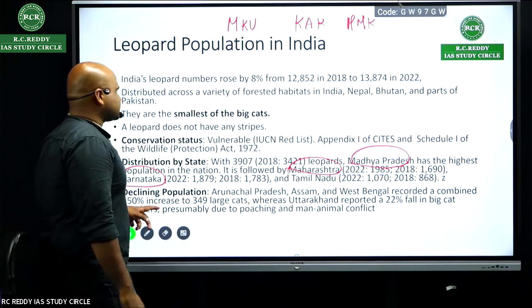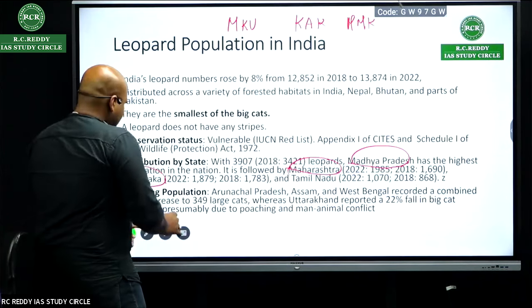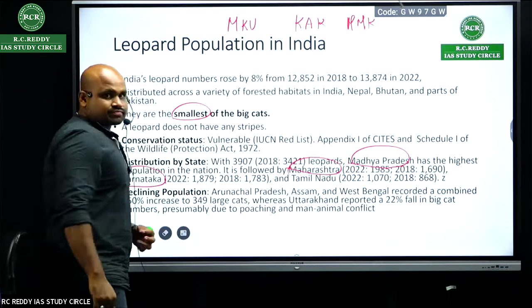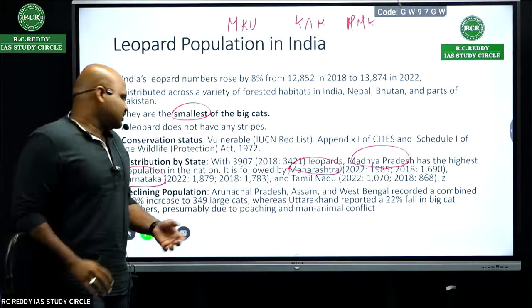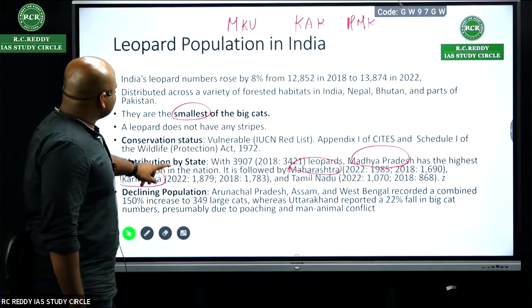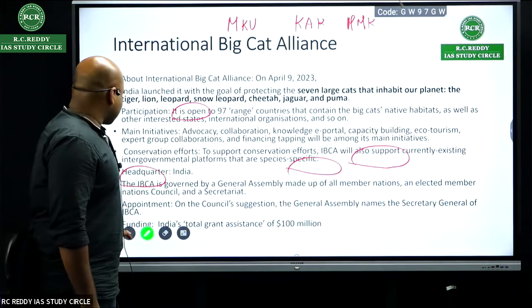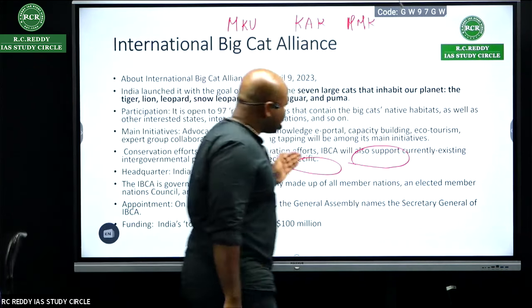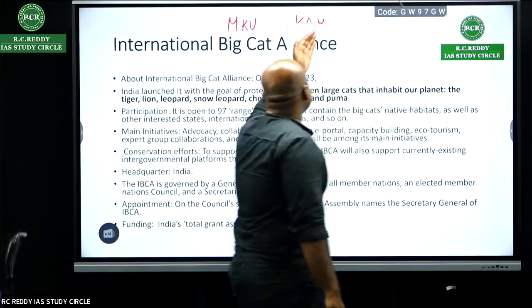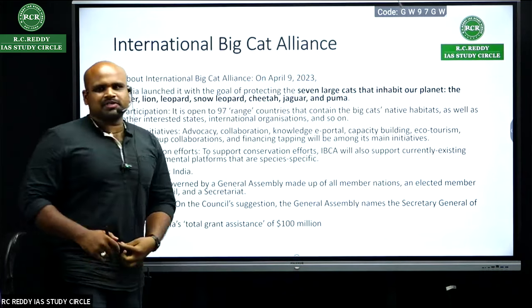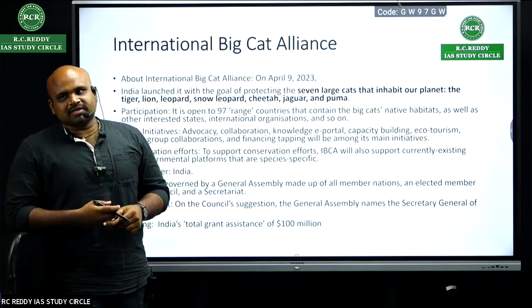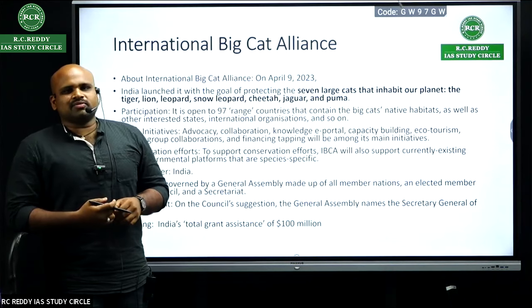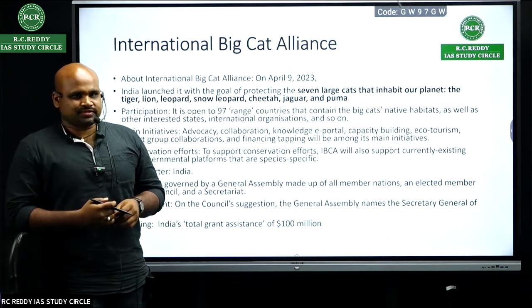Vulnerable, I told you, it is the smallest of the big cats. What was the smallest of the turtles? Olive Ridley turtles. Smallest of the turtles was Olive Ridley. Smallest of the cats is leopards. Then we have IBCA, extremely important again for this year. This year, without tiger, without cat species, your paper will not even happen. Right? Please remember, definitely you will have a question on cat species.